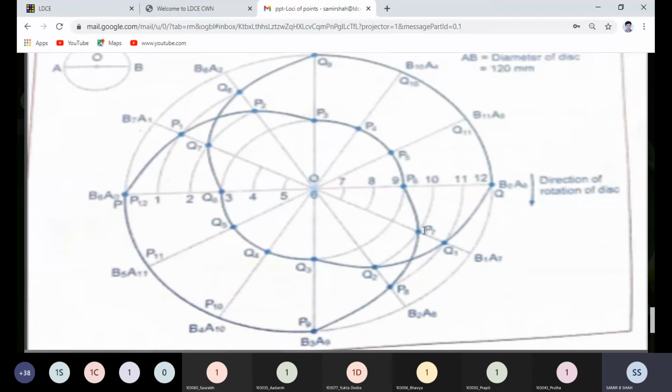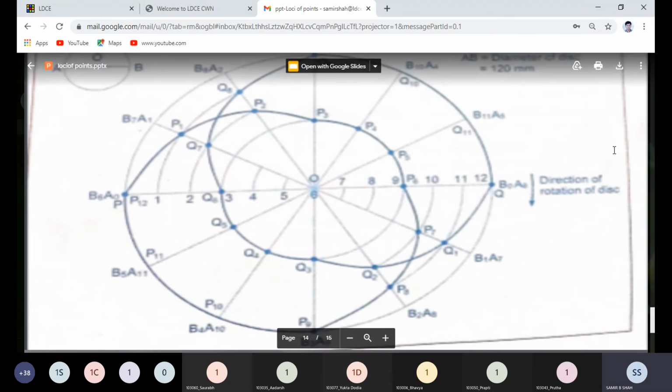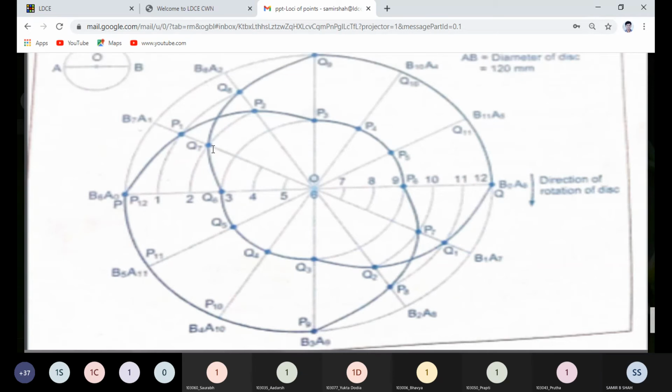We are getting P7 on the A7 line. Same way, if we use 10, then here we use 2. So O as a center and O2 as a radius, and draw an arc to get Q7.